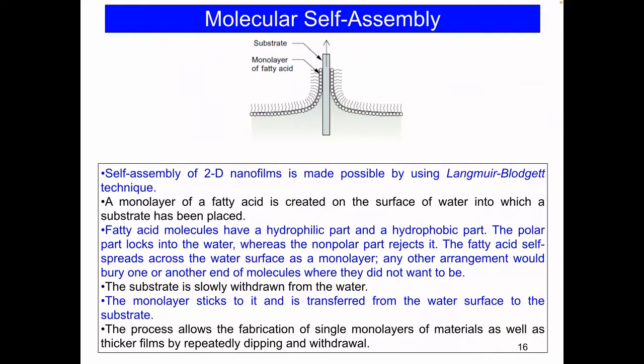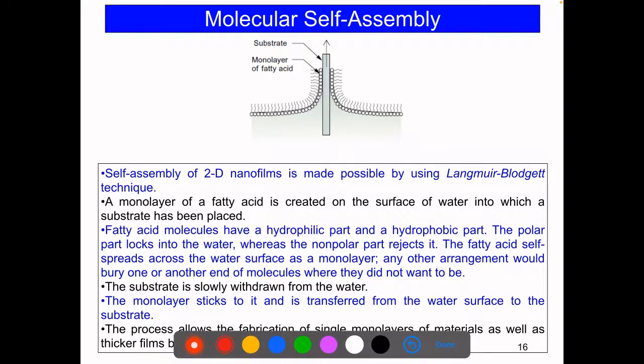And you can form these micelles on a film. Then you will have a 2D structure, a thin film. So self-assembly of 2D nanofilms is made possible by using the Langmuir-Blodgett technique. This is called the Langmuir-Blodgett technique, which is again a technique that you should really be aware of.